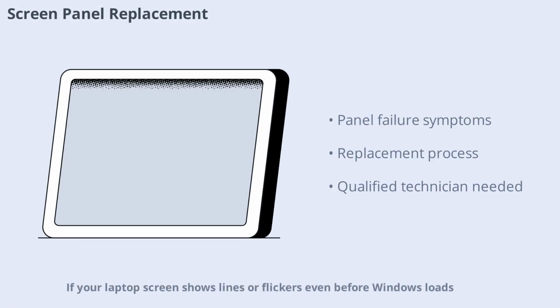If your laptop screen shows lines or flickers even before Windows loads, the screen panel itself may be failing. Replacing the screen panel is a delicate process that involves removing the old panel and installing a new one. This repair is best performed by a qualified technician to avoid further damage.